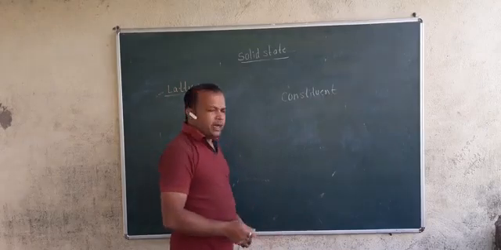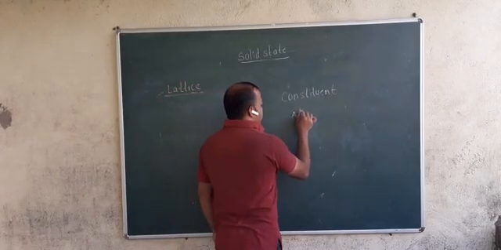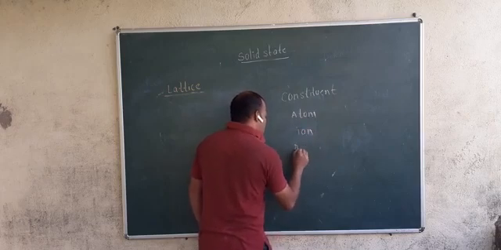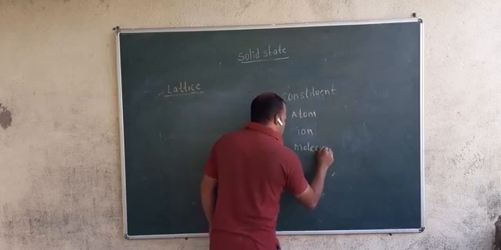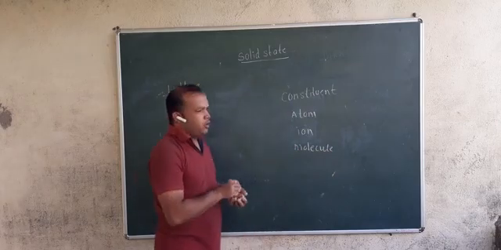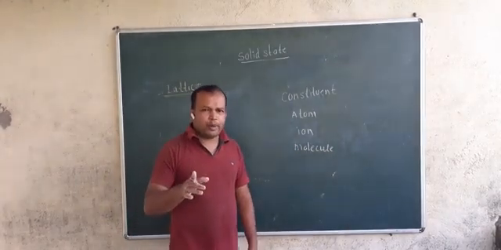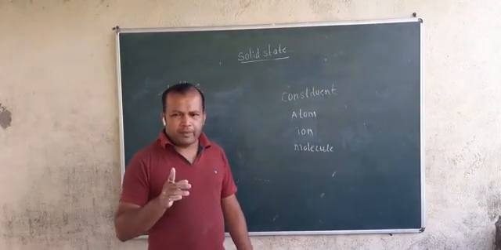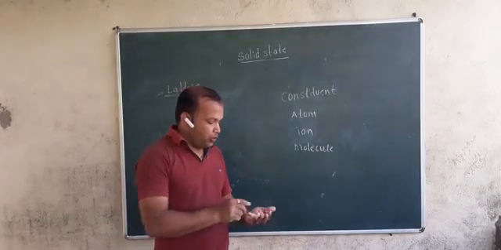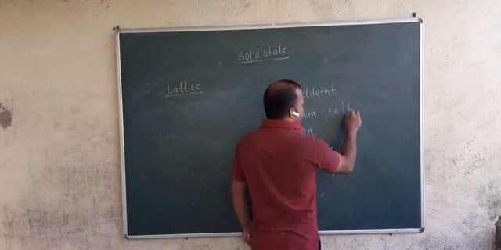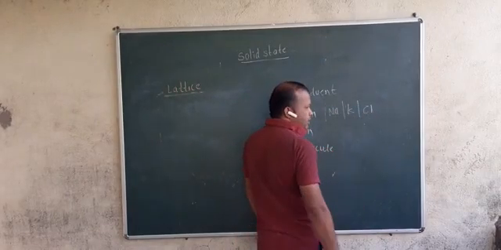These constituent particles can be atom, ion, or molecule. Whenever I say constituent particle, you need to remember it can be atom, it can be ion, or it can be molecule. So atoms such as Na, K, Cl.